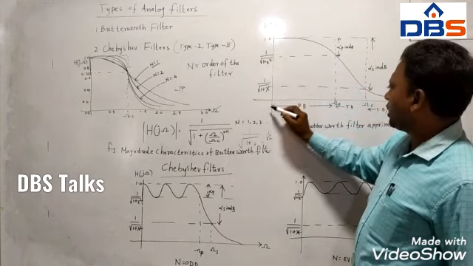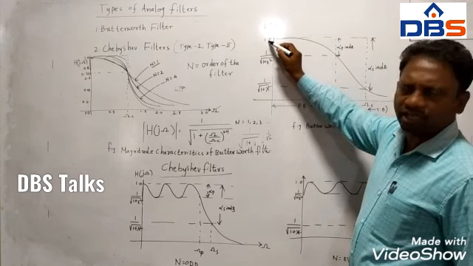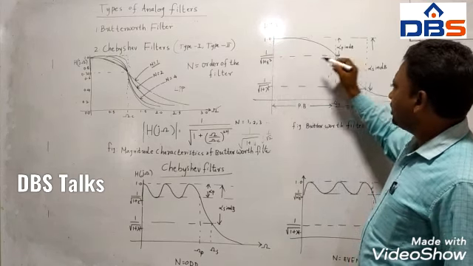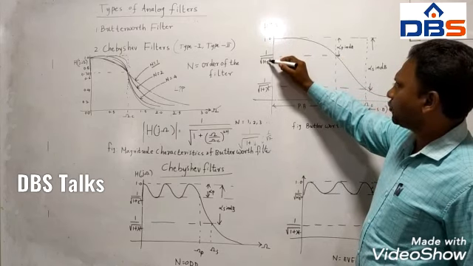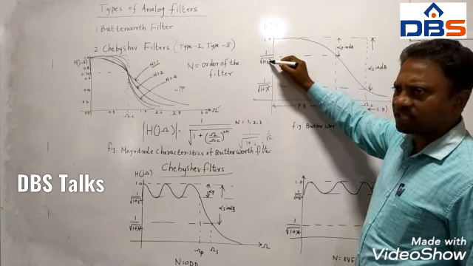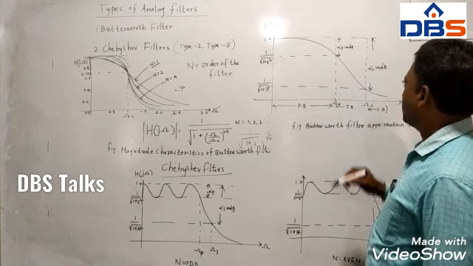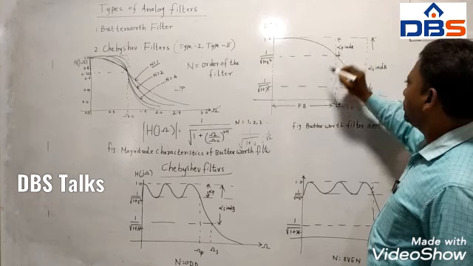At omega equal to 0, we have a maximum magnitude of 1.0, and after that at 3 dB, you will have 1 by under root 1 plus epsilon square, where epsilon is the passband parameter, lambda is the stopband parameter, and alpha p is the passband attenuation.